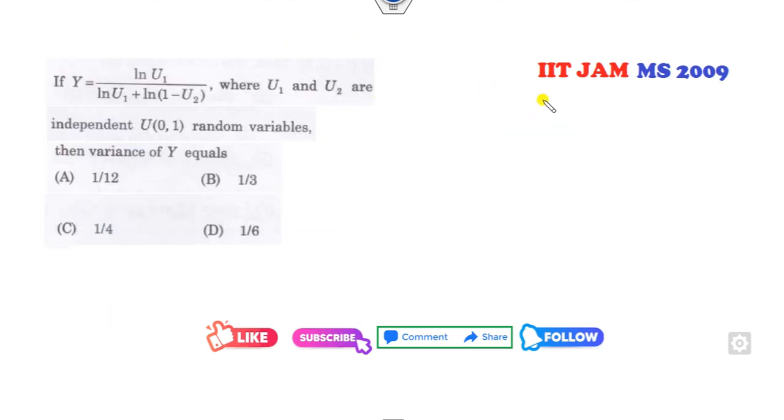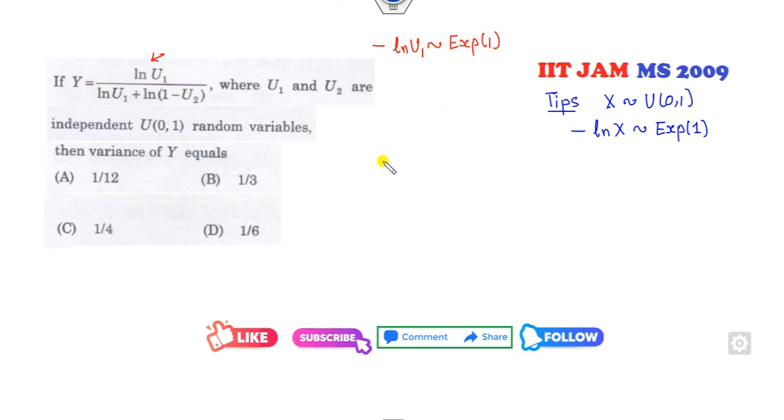Look at this another one. What is the shortcut trick for you? Whenever you have x which follows the uniform distribution, then minus ln of x will follow the exponential distribution 1. So the same I can use here. You can see u1 follows the uniform distribution, so minus ln u1 will follow the exponential distribution 1. Also 1 minus u2 also follows the uniform distribution, so minus ln of (1 minus u2) also follows the exponential distribution 1.